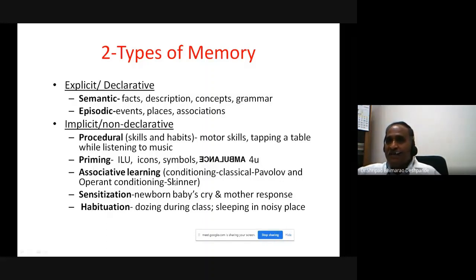Then we have associative learning. The associative learning we talked about is associated with conditioning reflexes, especially the conditioning components.